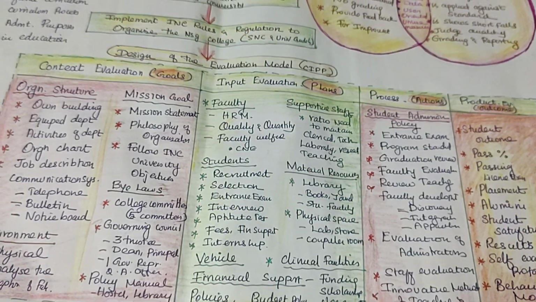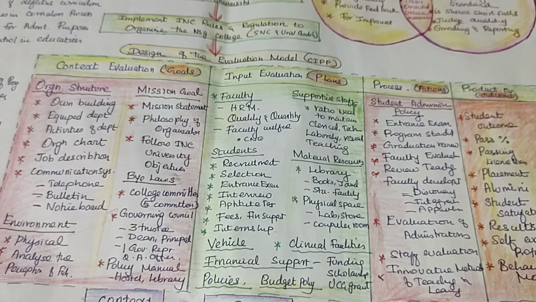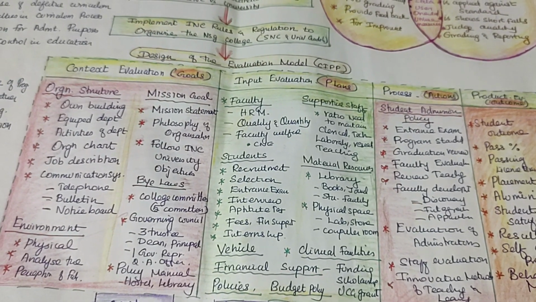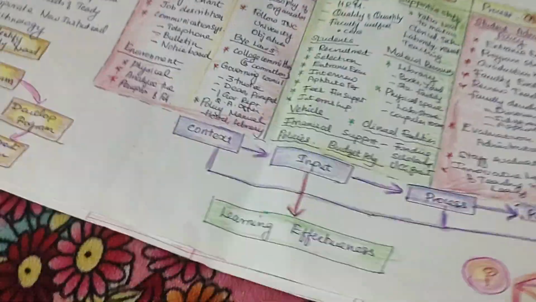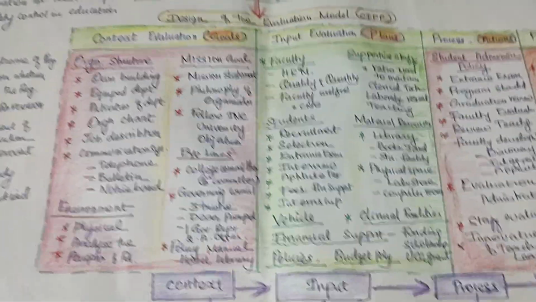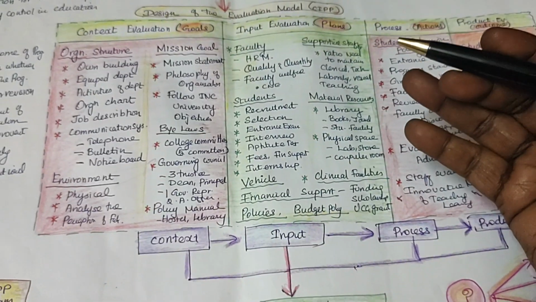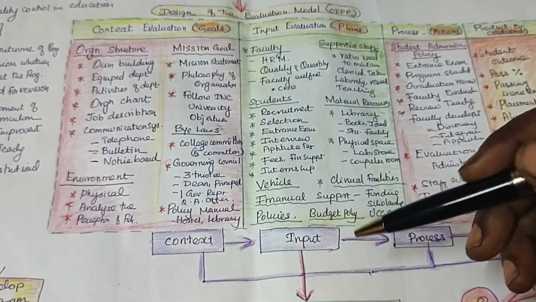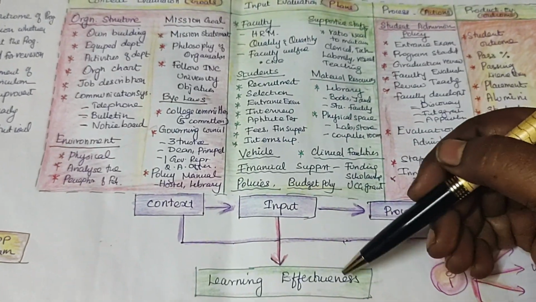Then the output, the outcome, will always be the result: pass percentage, passing the license exam and placement, alumni results, self-evaluation, then behavior modification. So the CIPP model is very clearly explaining context, input, process, and product, and the learning effectiveness.